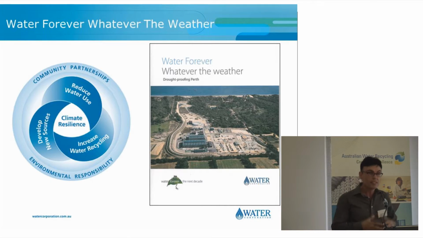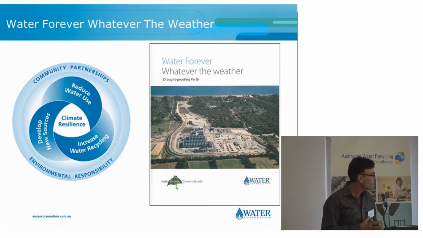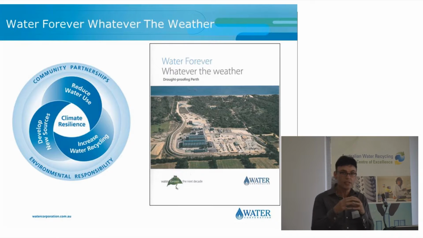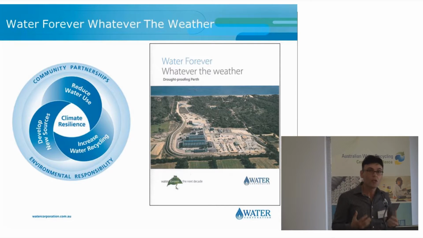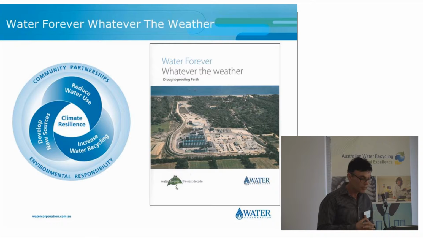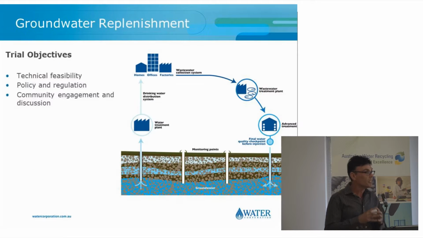If you look on the left-hand side, what does the plan consist of? Well, it's reducing demand by a further 15%, so that's reduced water use. Recycle 30% of our wastewater by 2030, so that's taking our treated wastewater and recycling it. And then developing those new sources. If we bring those three concepts together, we're becoming a climate resilient state. And one of those new sources is groundwater replenishment.